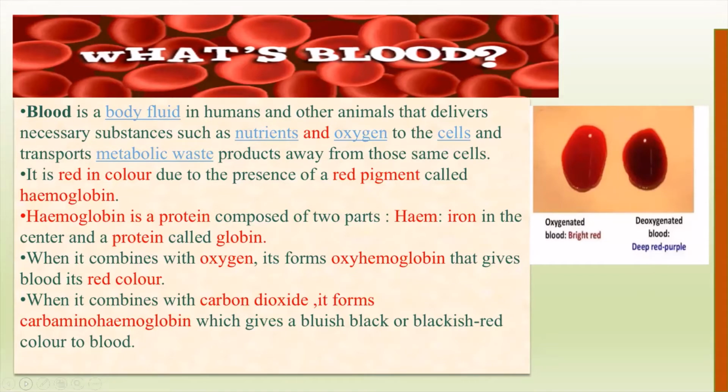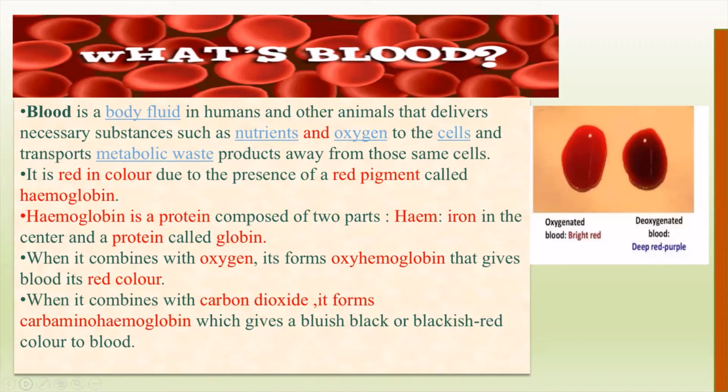The blood is a body fluid in humans and other animals that delivers necessary substances such as nutrients and oxygen to the cells and transports metabolic waste products away from those same cells. Blood is red in color. It is red in color due to the presence of a red pigment called hemoglobin.